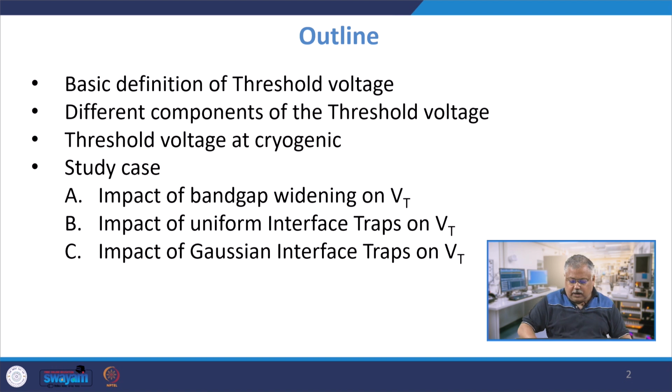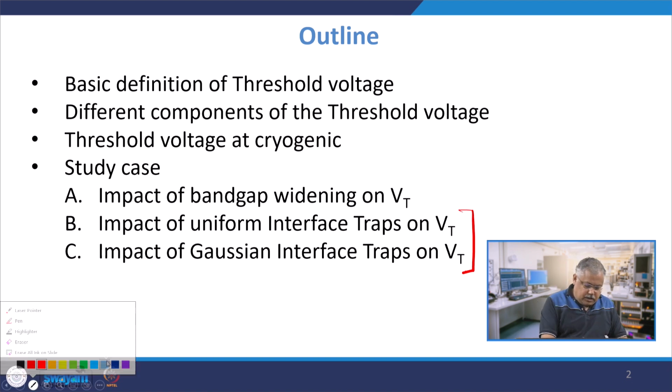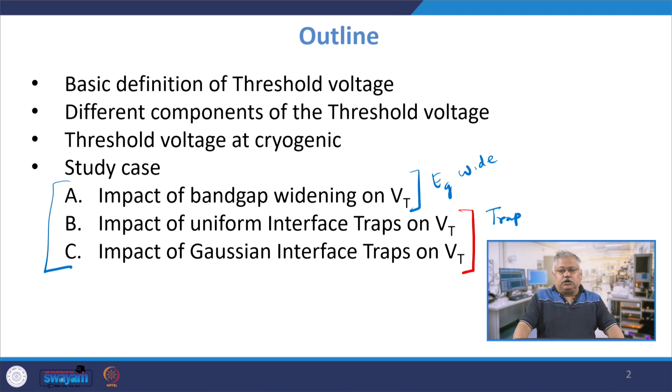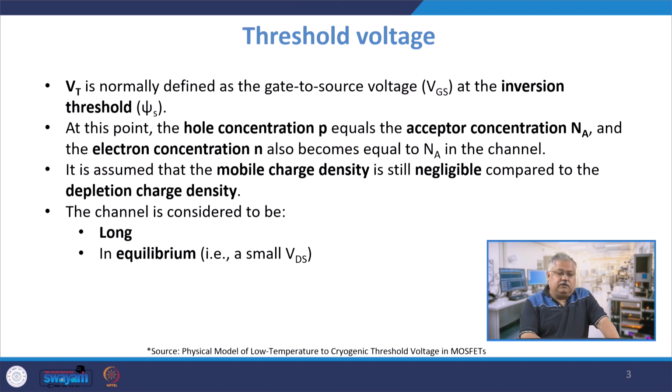So, these two are primarily on traps actually. These are primarily on the traps and this one is basically your EG widening which we have already studied. So, these three will be the case studies which we will take up for understanding the threshold voltage variation which we expect to see in cryogenic electronics. Now, let us define threshold voltage.